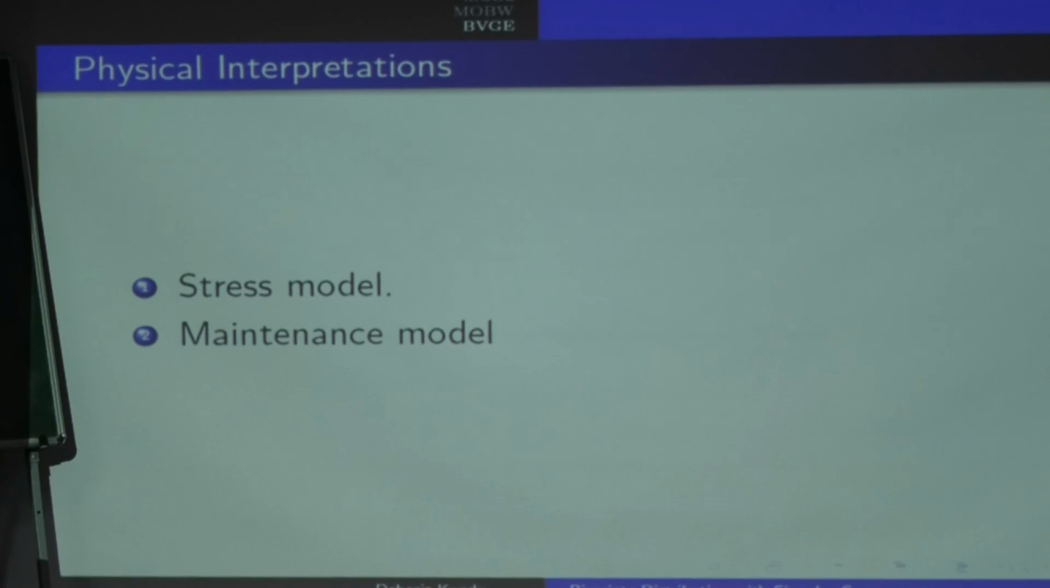And similarly for the maintenance model. Suppose I have a maintenance for one component, and suppose there are 3 maintenances. The first maintenance is for the first component, the third maintenance is for both. Similarly, we can interpret such models even in this bivariate generalized exponential. So I have a nice physical interpretation in that case also. Go through the same thing.